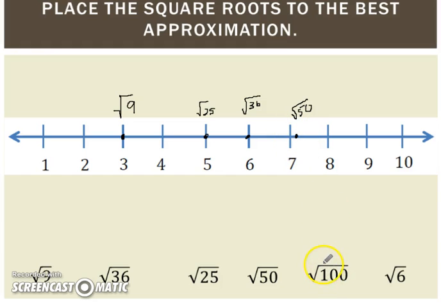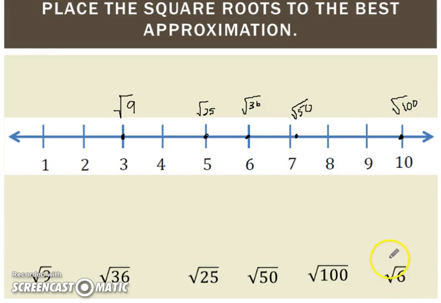Square root of 100 is a perfect square. Think of what number times itself equals 100. So 10 times 10 equals 100. I would place that number here for square root of 100.